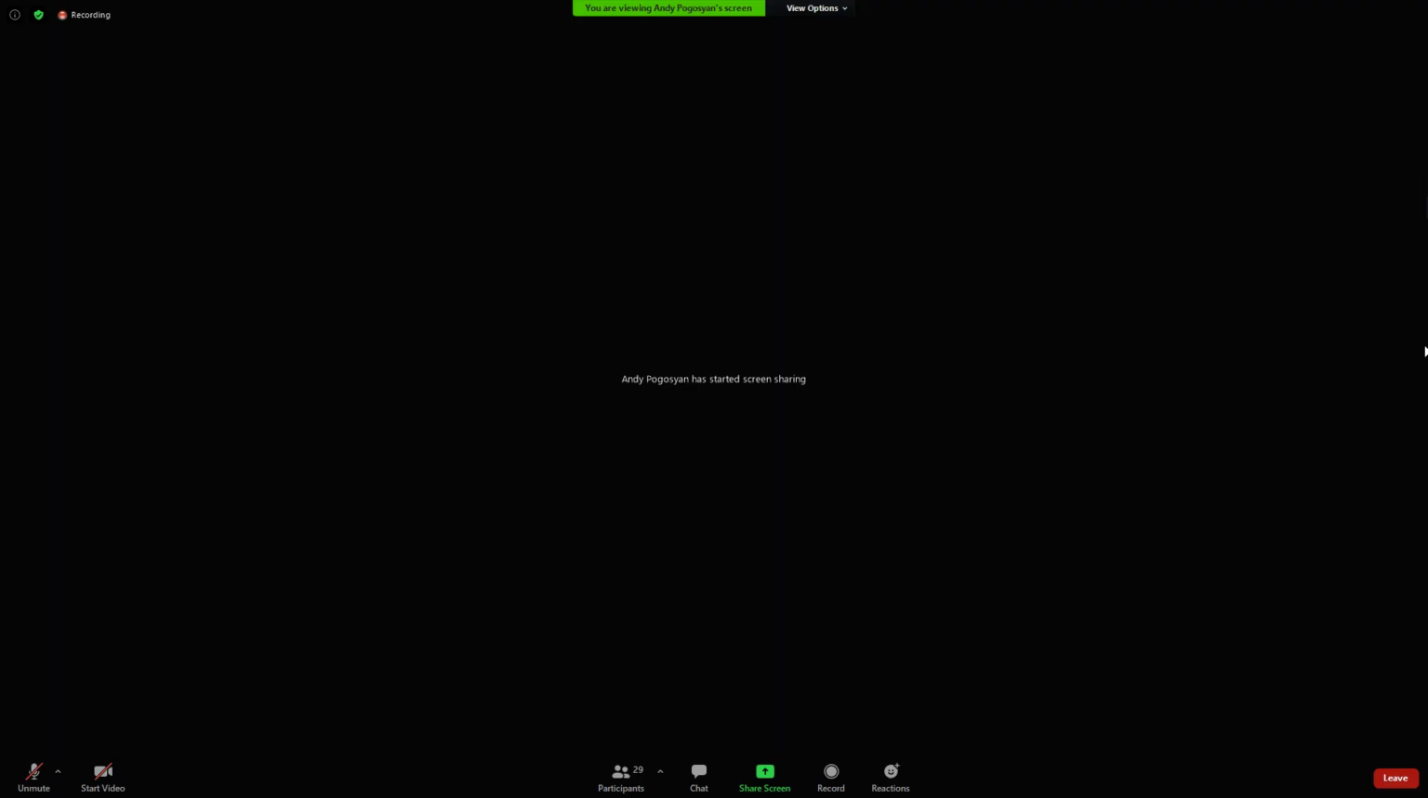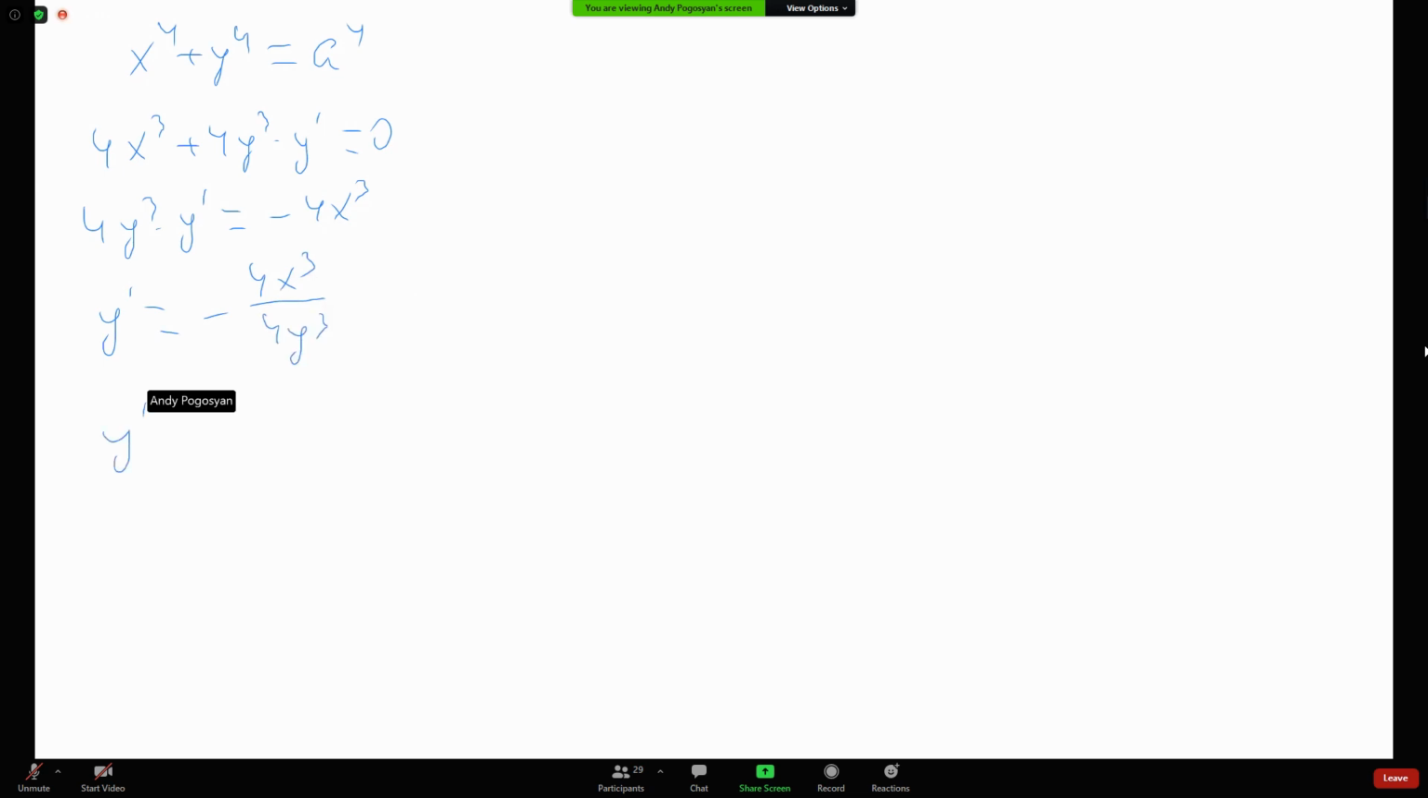Okay, let's do it here. So you have x to the 4 plus y to the 4 equals a to the 4. So first derivative, 4x cubed plus 4y cubed times y prime equals 0. Y cubed times y prime is negative 4x cubed. A is constant. So y prime is negative 4x cubed over 4y cubed. So y prime is negative x cubed over y cubed.